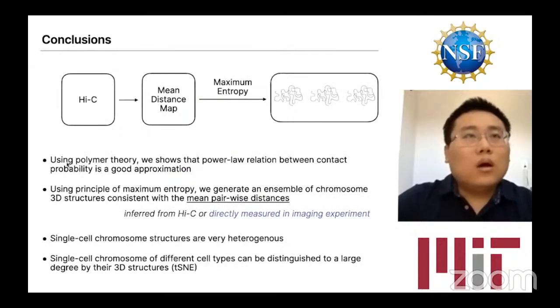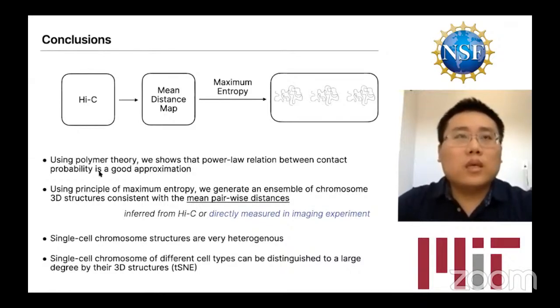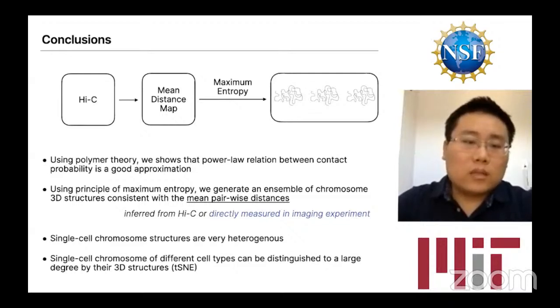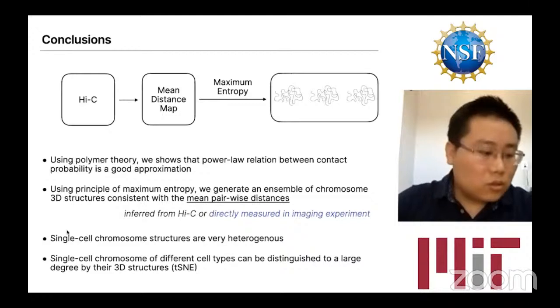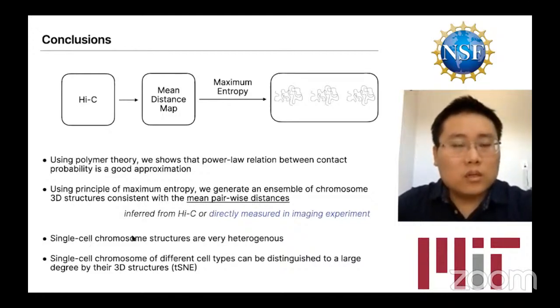To conclude, we use polymer theory to show that the power law relation between contact probability and pairwise distance is a good approximation. And using the principle of maximum entropy, we can generate an ensemble of chromosome structures consistent with the mean pairwise distance. In this work, we directly infer this mean pairwise distance from the Hi-C data. However, if we have a direct measurement of this pairwise distance, such as from an imaging experiment, we can apply our method on that as well. We also show that the single cell chromosome structures are very heterogeneous.